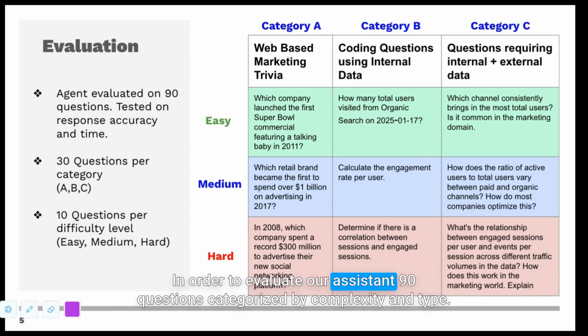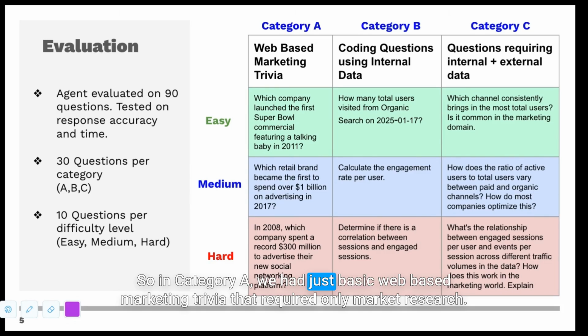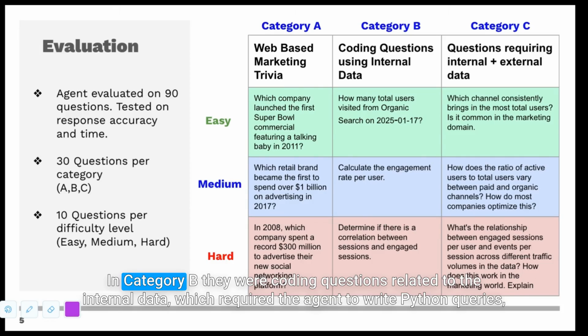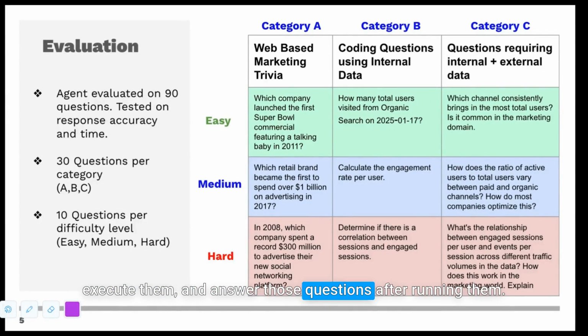In order to evaluate our assistant, we designed a structured set of 90 questions categorized by complexity and type. So in category A, we had just basic web-based marketing trivia that required only market research. In category B, there were coding questions related to the internal data, which required the agent to write Python queries, execute them, and answer those questions after running them.